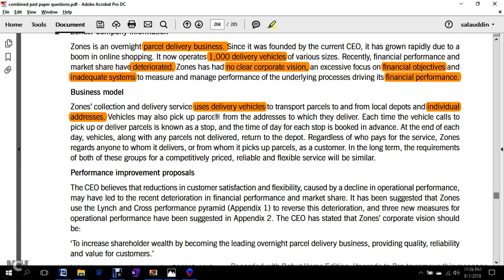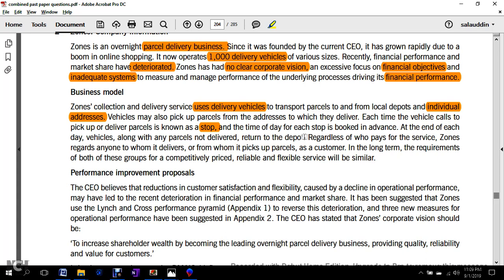Vehicles may also pick up parcels from the addresses to which they deliver. Each time the vehicle calls to pick up or deliver parcels is known as a stop, and the time of day for each stop is booked in advance. So this stop time is booked in advance. At the end of each day, vehicles return along with any parcels not delivered. So we can see that there are some parcels which are not delivered.